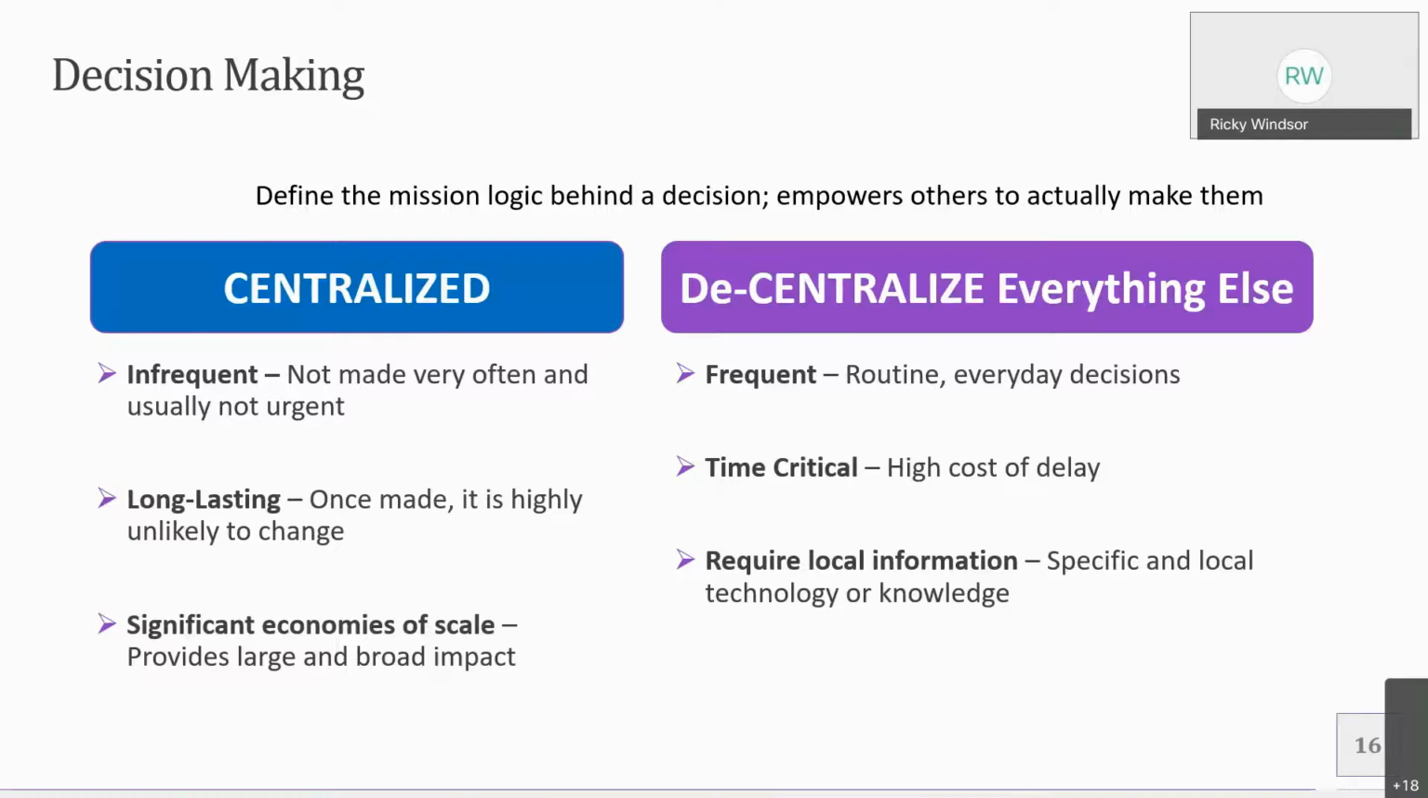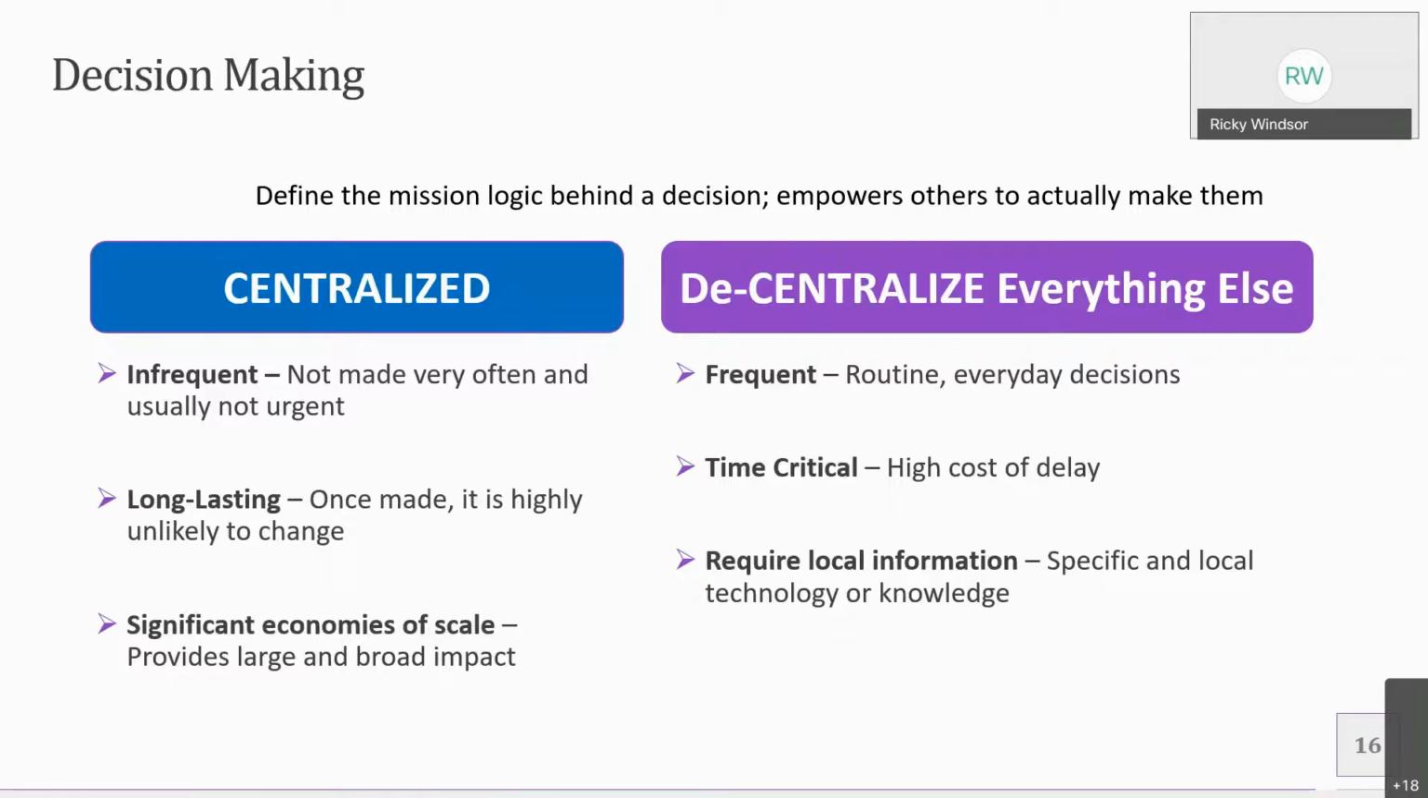Now, on the opposite side of that is decentralizing everything else, right? So these are frequent, routine, everyday type decisions, right? Do I need to dig a hole? How deep should the hole be? How fast should I dig the hole? Do I need to deploy an antivirus? Which antivirus should I deploy?